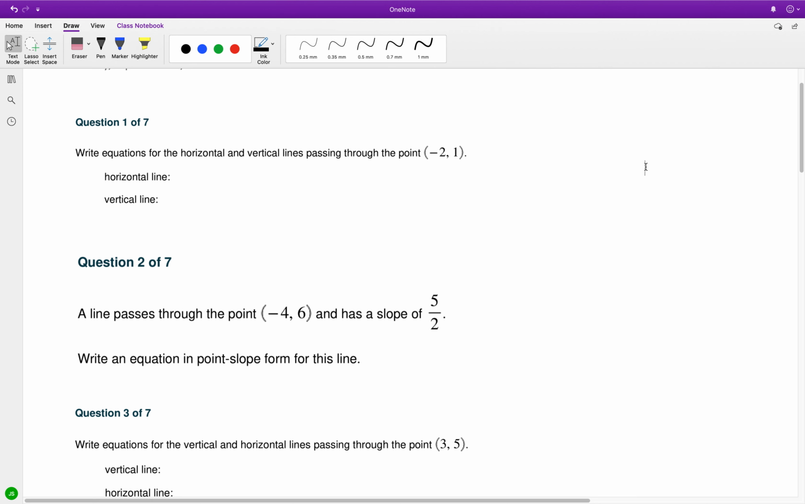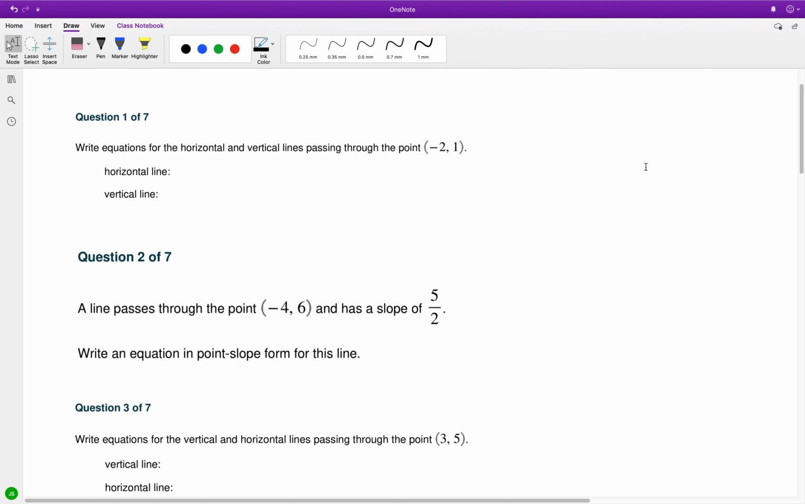Okay, for what we have in section 1.5, question number 1, it says to write equations for the horizontal and vertical lines passing through the point -2, 1. Now for ordered pairs, the coordinates are of the form x and y. For horizontal lines, this will be in reference to the behavior of the graph traveling along the y-axis.